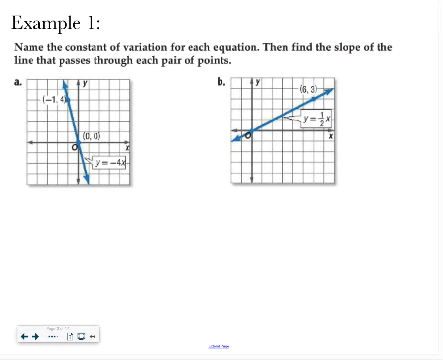We want to name the constant of variation for each equation and then find the slope of the line that passes through each pair of points. So first, if we look at letter A, we have y equals negative 4x. And remember, our direct variation equation is represented by y equals kx, and k represents our constant of variation. So if we look at our equation, we know that our constant of variation equals negative 4.